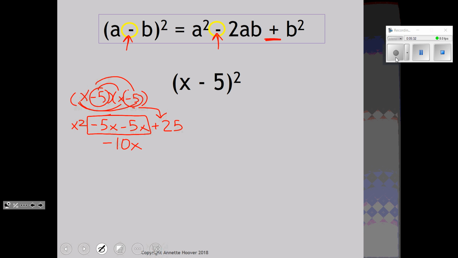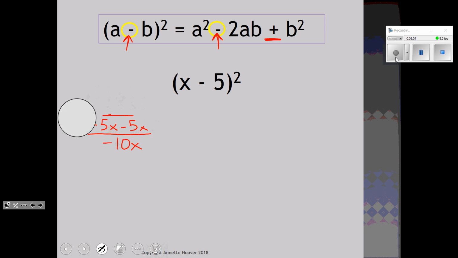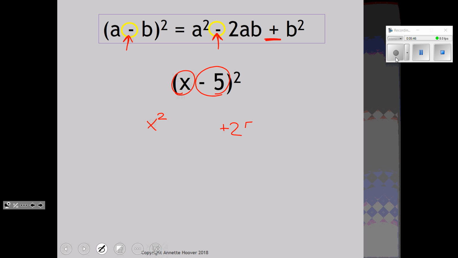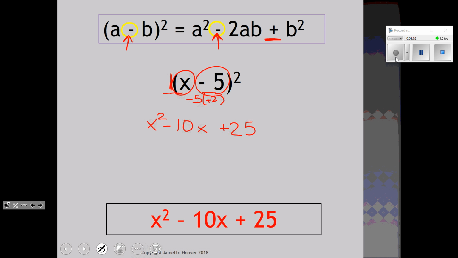That is why right here we're going to have a negative sign. Process is the same. We're going to square the first term. So that'll be x times x, which is x squared. Now we have a negative 5 times a negative 5, which of course is a positive 25 when you multiply two negatives together. We have an invisible 1 and a negative 5, which is negative 5 doubled is a negative 10x. So your final answer would be x squared minus 10x plus 25.